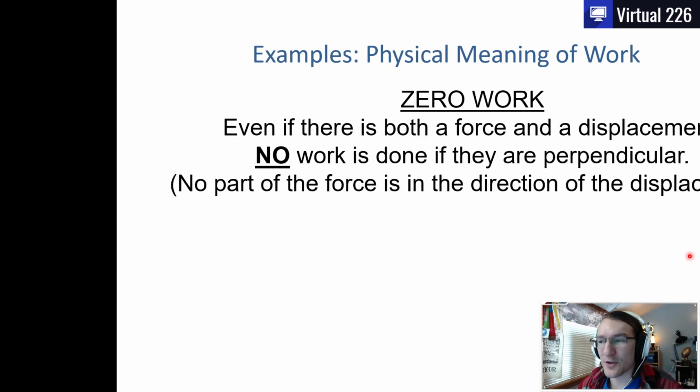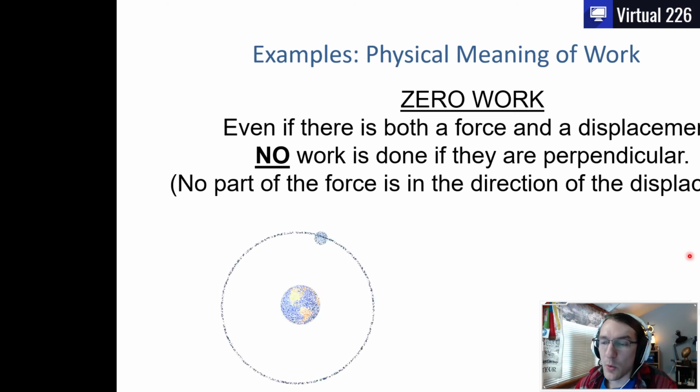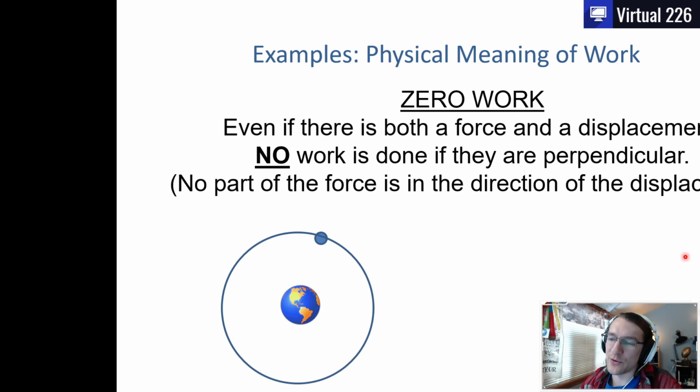We also get zero work even if there's a force and the object is moving, has a displacement. In this case, the cosine theta term is what causes zero work to be done. Remember, if theta is 90 degrees, cosine of 90 degrees on the unit circle actually equals 0. So, in certain situations, the force and the displacement could be perpendicular to one another, causing for no work to be done. One example of this is actually a satellite in orbit.